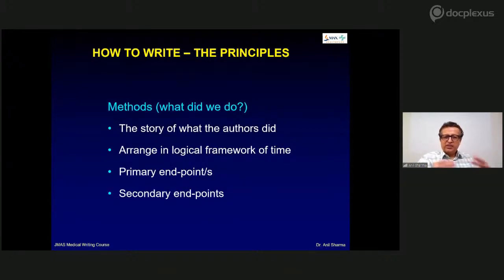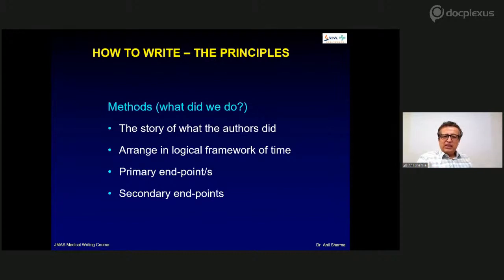Now, the next segment is that on the methods. When we talk about methods, please remember we are just talking about what did we do. The story of what the authors did, which should appear in a logical framework of time. So we first sought approval from the ethics board. We selected our patients. We made two groups. We did this particular intervention. And then these are the things we had measured. Okay, so a logical framework of time, just like a story.